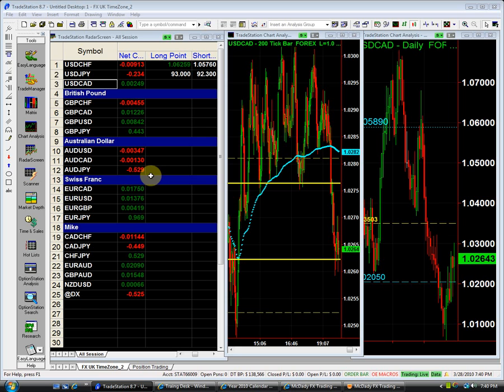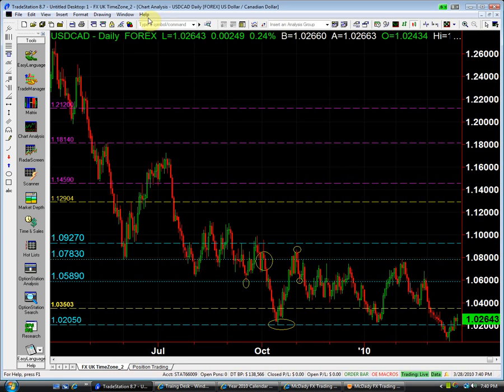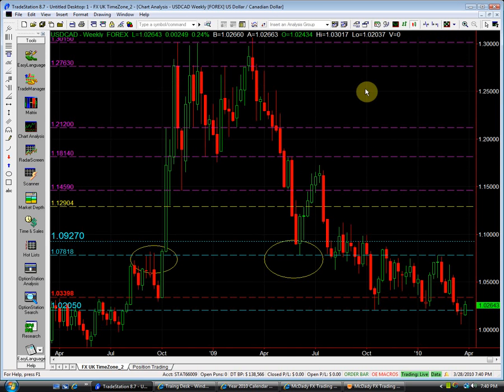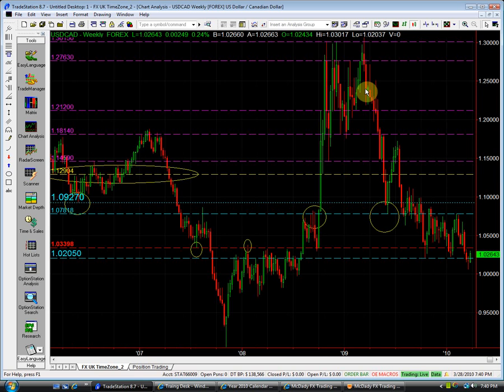Look at the dollar CAD, and the first thing, as we usually do, we look at the weekly chart. Remember from last week our structure point was the 102.05.